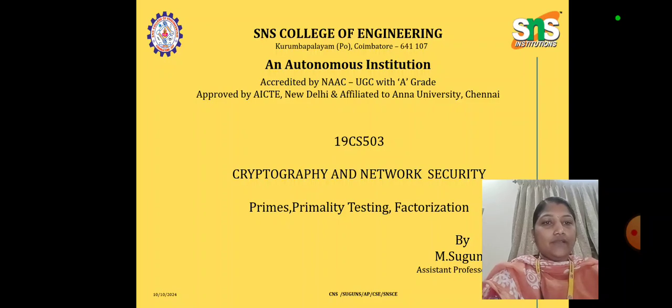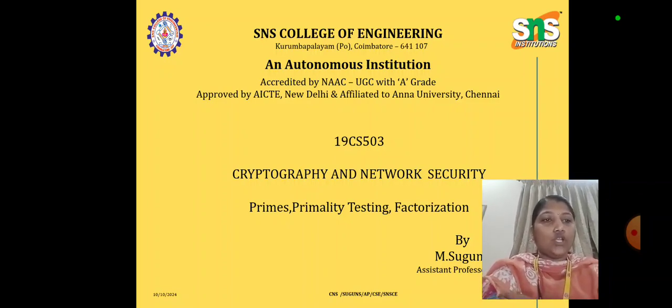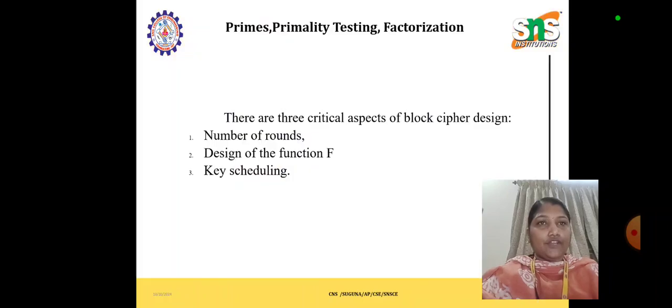So the main mathematical concept which is required for asymmetric key cryptography is prime numbers. Actually, prime numbers play a major role in cryptography, especially for developing the asymmetric key algorithms. So why do we need prime numbers, or why are prime numbers very useful in cryptography?